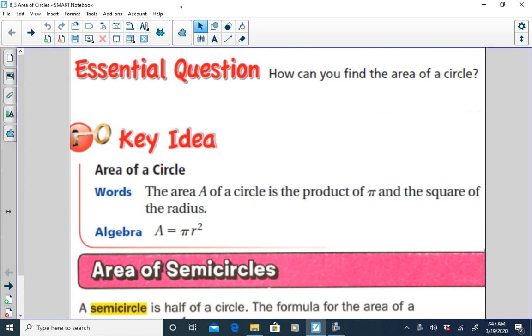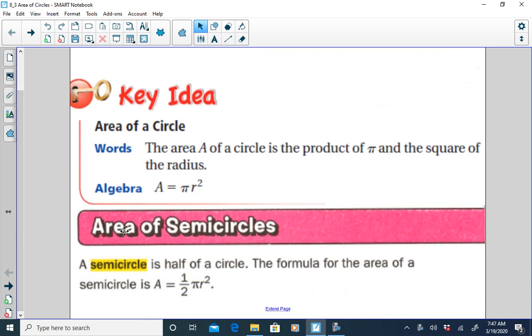Okay guys, your lesson today is to be able to find the area of a circle. When we find the area of a circle, we use a formula. The formula for the area of a circle is here. It says that the area of a circle is equal to pi times the radius squared.